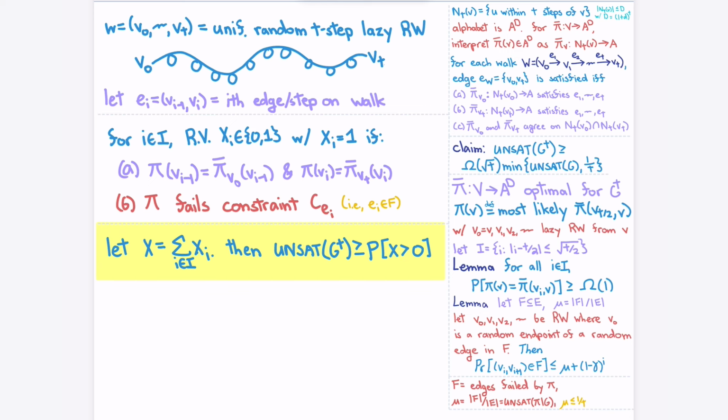Both have to happen for xi to be 1. There's implicitly an and there. Okay. Good. So now we need to analyze the probability that x is greater than 0.